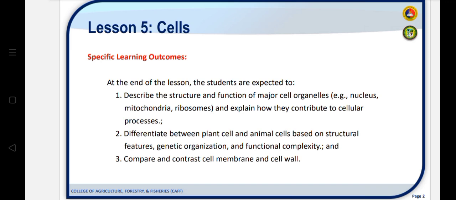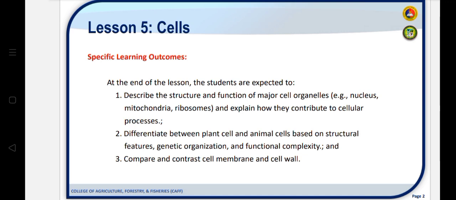Number 2, we have differentiate between plant cells and animal cells. And not only that, we also have prokaryotic cells and eukaryotic cells. We will compare how plant cells, animal cells, prokaryotic cells, and eukaryotic cells are similar and how they are different. For example, plant cells have a cell wall and chloroplast, while animal cells do not.